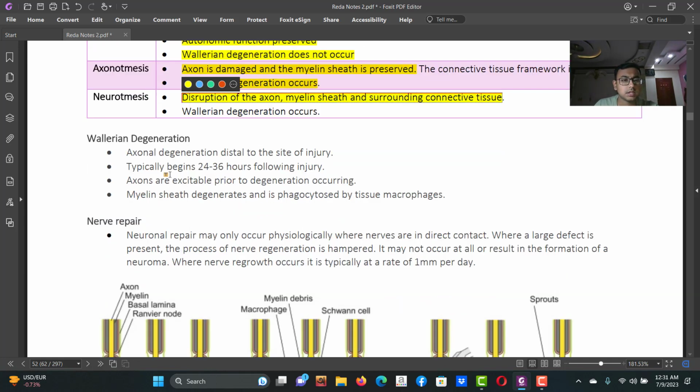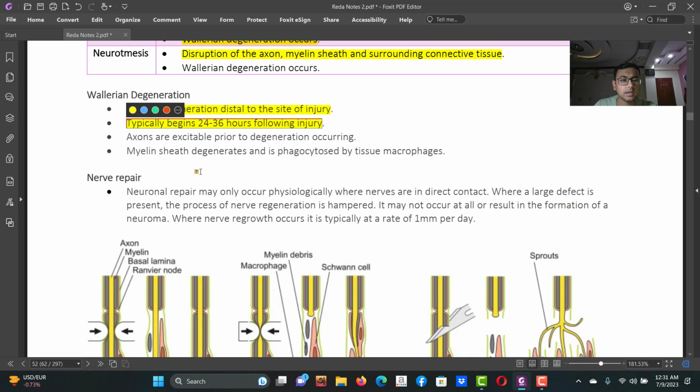Now Wallerian degeneration: axon degeneration distal to the site of injury, typically beginning 24 to 36 hours after injury. Axons are excitable prior to degeneration occurring, because they are part of the nervous system. So when you give some stimulus, for example during resection, the nerve will respond. Prior to degeneration, this can also happen, like a concussion at least.